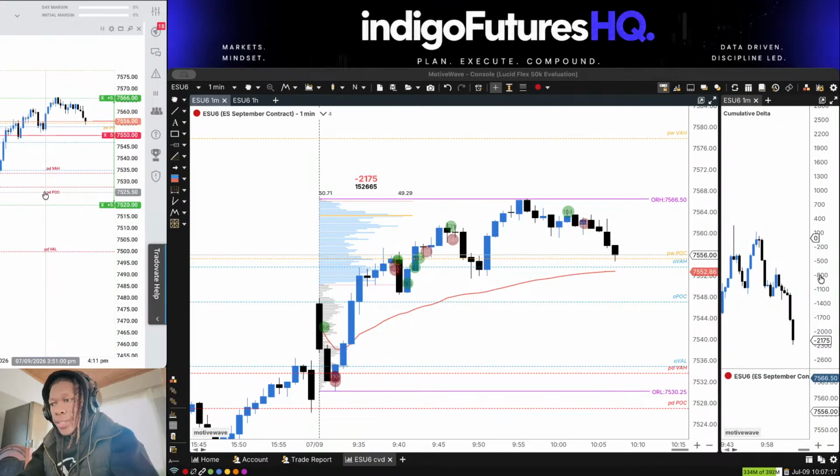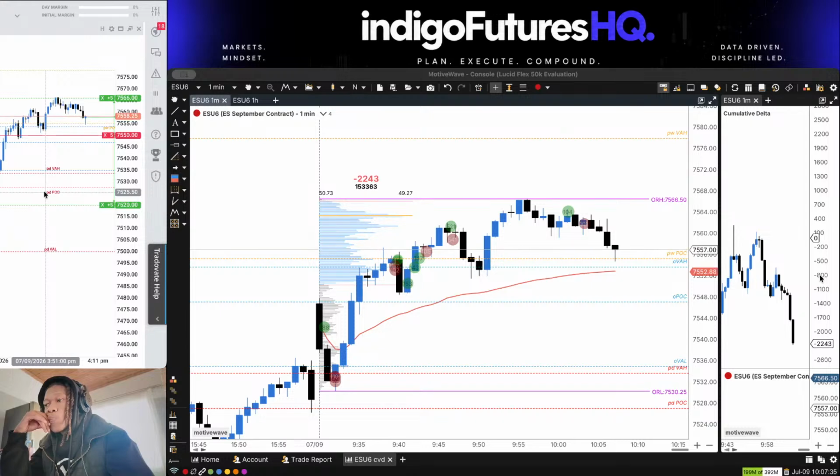Khal Drogo, if he dies, he dies. Previously point of control, here we go. So that's about a 16-point stop. Pretty wide still.